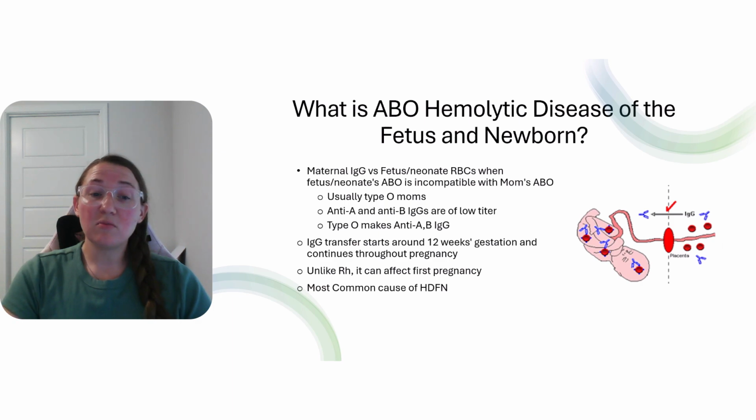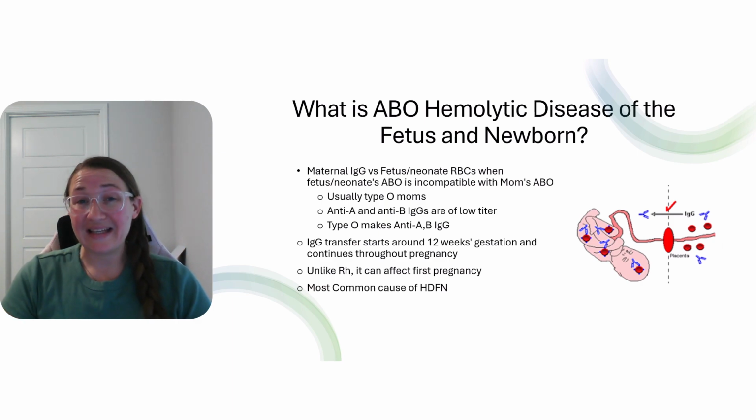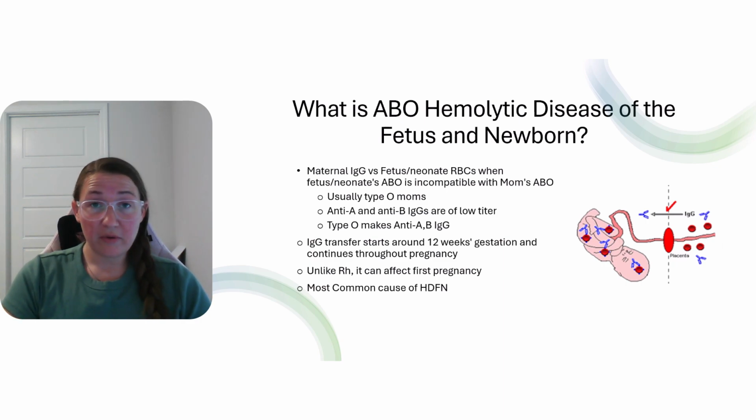But type O also makes an anti-AB in the form of IgG, and that can also cross the placenta and cause an incompatibility. This transfer starts around 12 weeks gestation and will continue throughout the entire pregnancy. And unlike the Rh form of this disease, the ABO form can affect the first pregnancy, because these are what's considered a natural antibody, so we produce them our entire lives. And this is the most common cause of the hemolytic disease of the fetus and newborn.